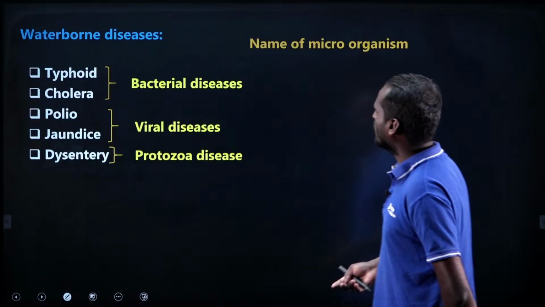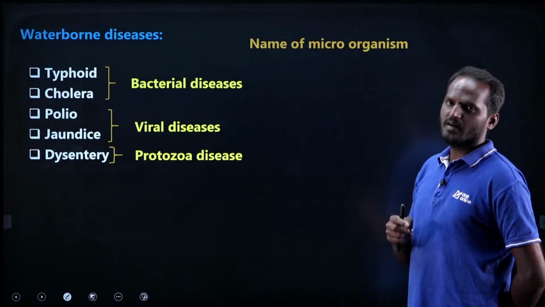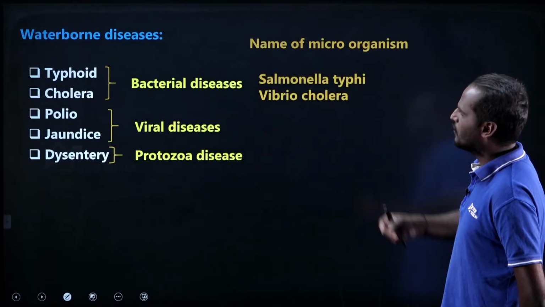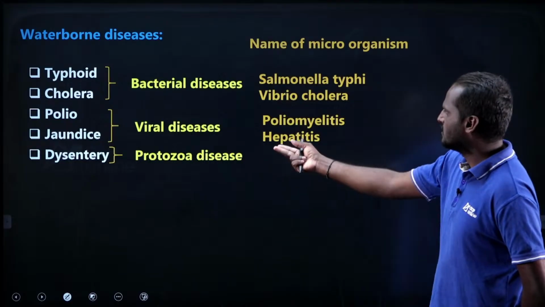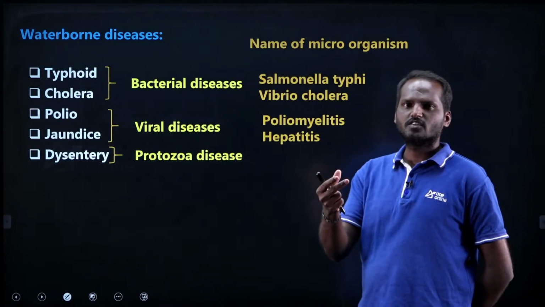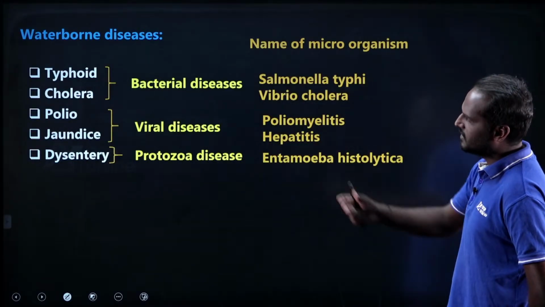Here, let me provide you the names of the microorganisms also. Typhoid is caused by Salmonella typhi, right? And cholera is by Vibrio cholerae. Polio is by the poliomyelitis virus. Jaundice is caused by the hepatitis virus. Dysentery is caused by Entamoeba histolytica, the protozoa that causes dysentery, right?